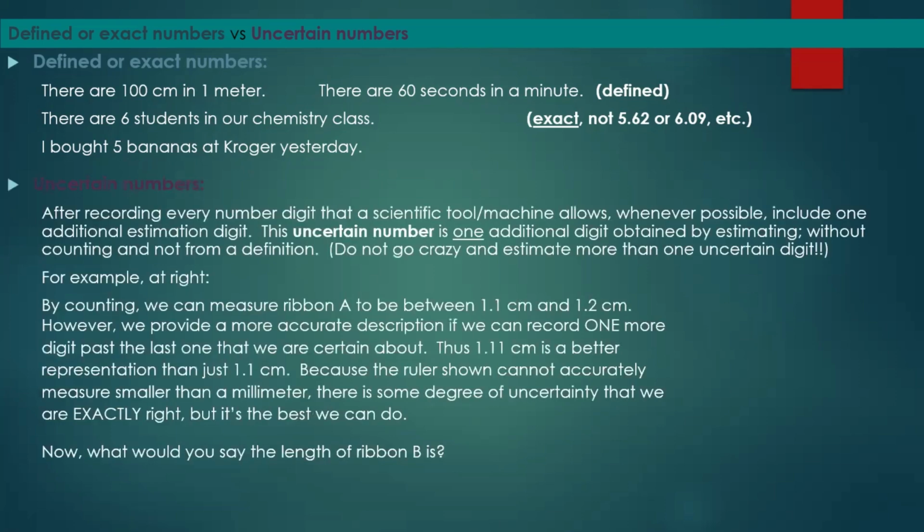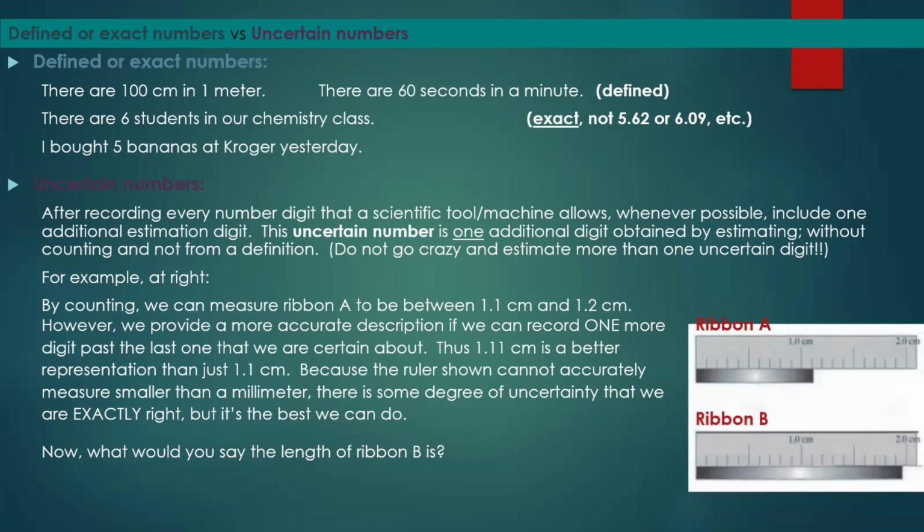Okay, now uncertain numbers. After recording a number digit that a scientific tool or machine allows, whenever possible, include 1 additional estimation digit. Now you're probably thinking, what in the world are you thinking about? Okay. So in this picture, here we've got ribbon A right here held up against a ruler. So you can see it's past 1 centimeter, and then each one of these little marks are millimeters.